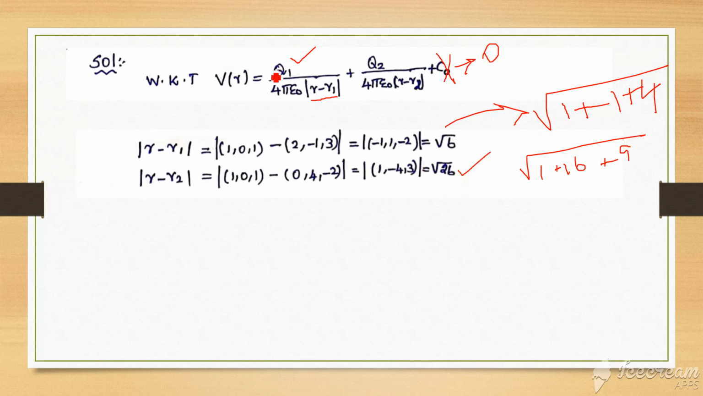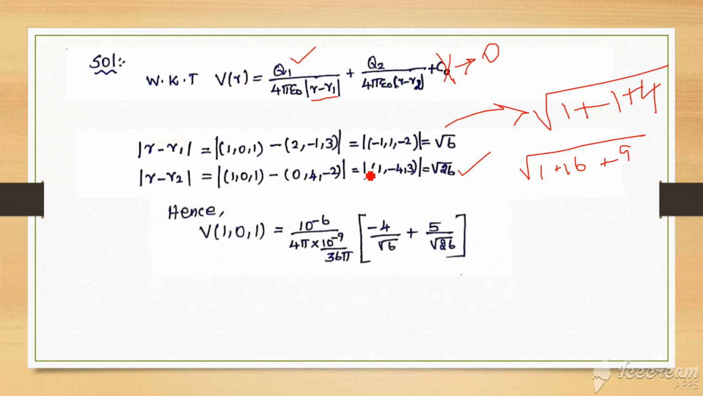Now substitute these values in the formula. In the formula, 1 divided by 4 pi epsilon naught is common. What is the epsilon naught value? It is 8.854 into 10 power minus 12, which is equivalent to 10 power minus 9 divided by 36 pi. Both are the same. Epsilon naught is either 8.854 into 10 power minus 12 or 10 power minus 9 divided by 36 pi.